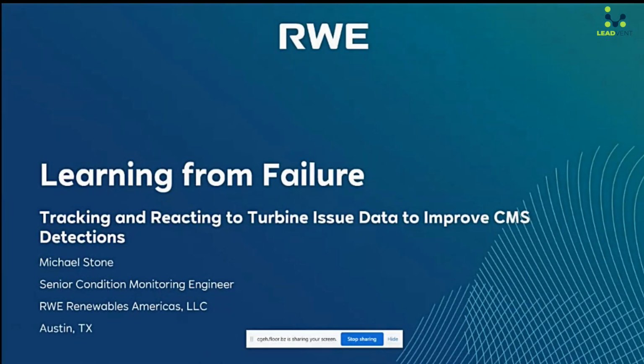My name is Michael Stone. I'm a senior condition monitoring engineer with RWE Renewables. RWE is an owner-operator of about 10 gigawatts worth of assets spanning onshore and offshore wind and solar. And I'm based here in Austin, Texas.